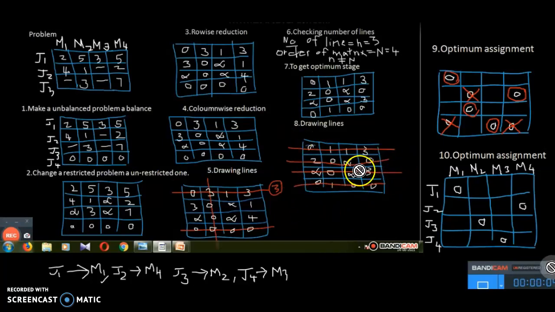So here, since the number of lines drawn equals the order of the matrix, the optimum is reached. The next step that we have to do is the optimum assignment.